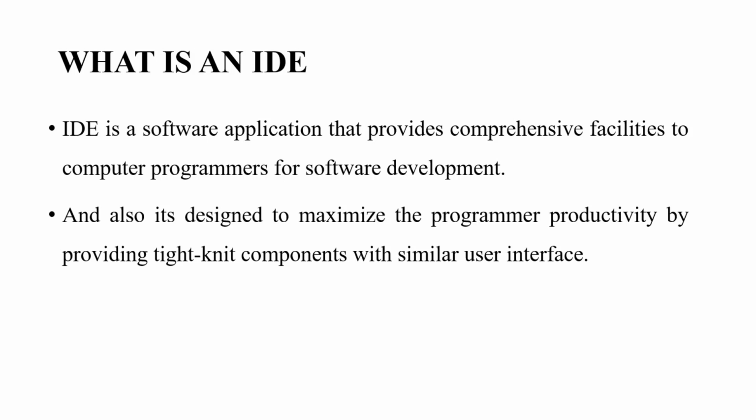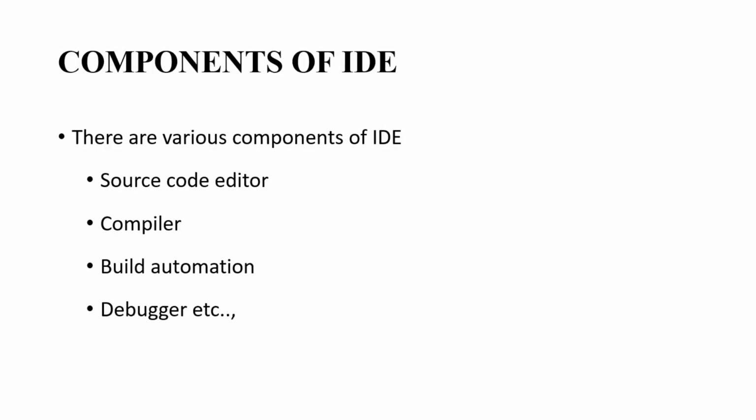Then what are the components of an integrated development environment? There are various components. These are the major components we have to use. First one is the source code editor, second one is the compiler, third one is build automation, then the debugger. These are the components of an integrated development environment.